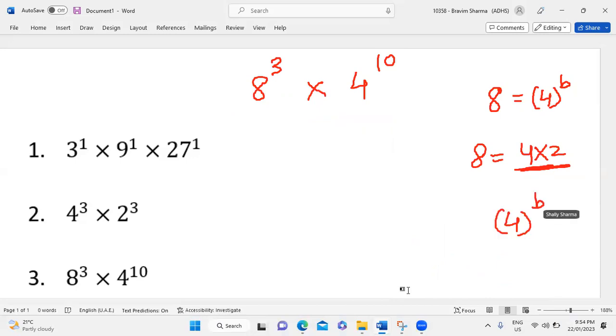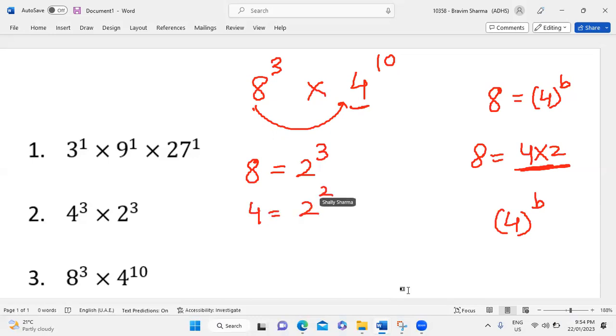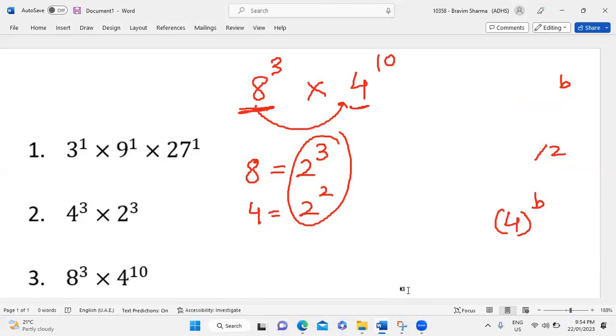So what can I do here? Neither can I express 4 as a power of 8 or 8 as a power of 4, but I can see that 8 can be expressed as a power of 2. 8 is 2 cubed and 4 is 2 squared. So if I express 8 and 4 as powers of 2, I am going to get a common base. So I will continue this way.